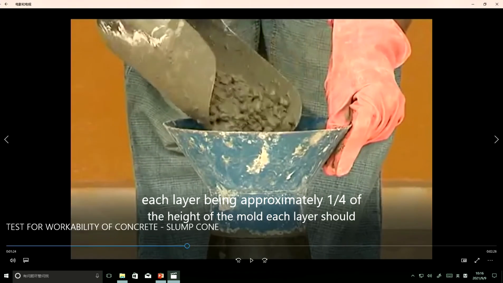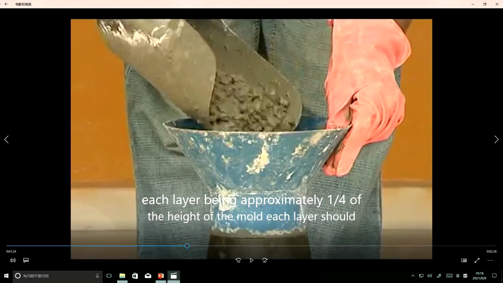Take care about this value. We add the concrete always 25% each time into this slump cone, and add the concrete and use the rod to strike it, right?